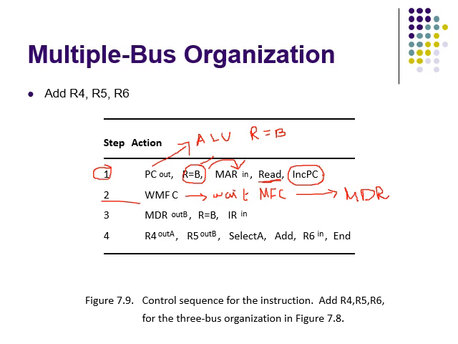In step 2, the processor waits for MFC and loads the data received into MDR. Then it transfers them to the instruction register in step 3. Finally, the execution phase of the instruction requires only one control step to complete, step 4. By providing more paths for data transfer, a significant reduction in the number of clock cycles needed to execute an instruction is achieved.